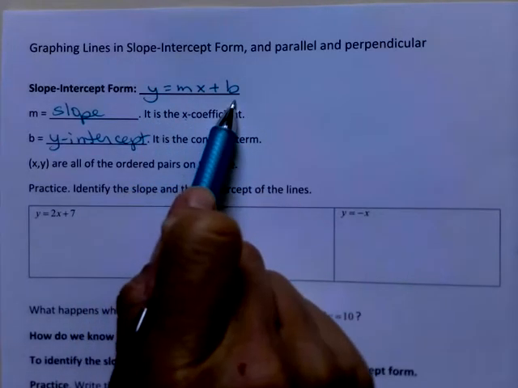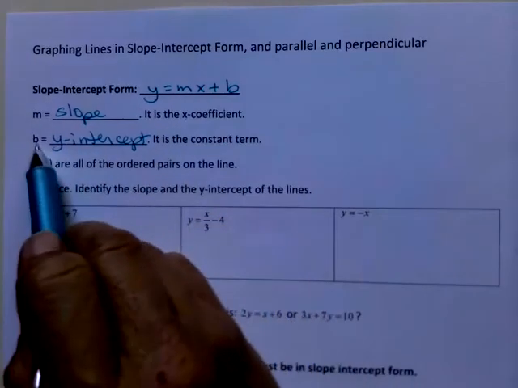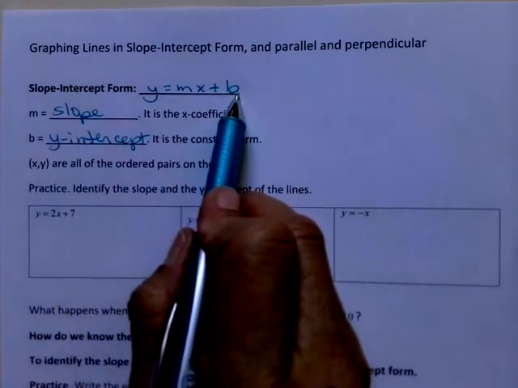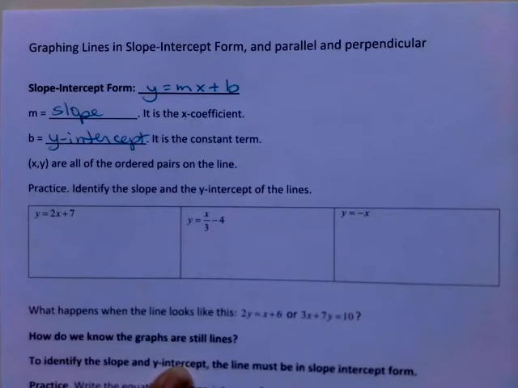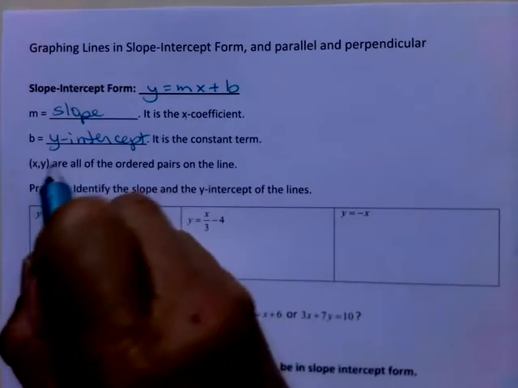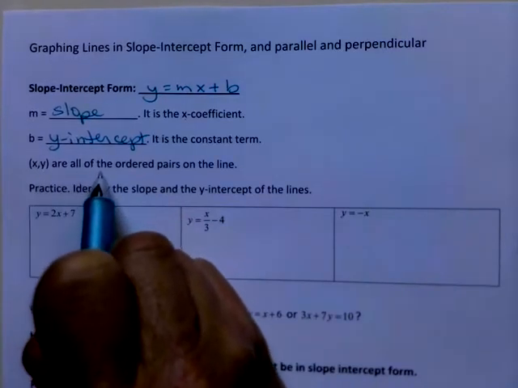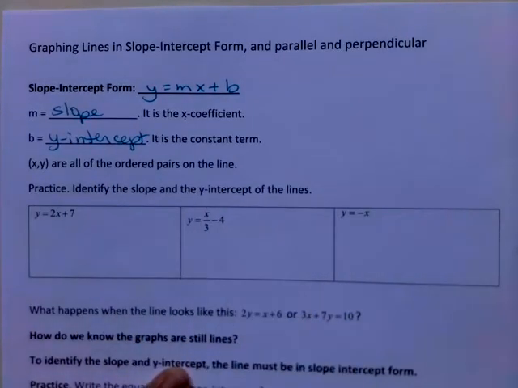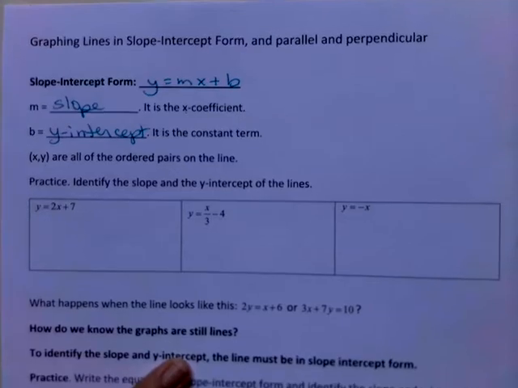So m, the slope, is always the x coefficient when you have put your equation in this form, when you've solved for y. And b is the constant term. It's going to be the number that's right by itself. It doesn't have a variable associated with it. And then the x and the y, those are all of the ordered pairs that live on the line. Okay? So we're going to practice.